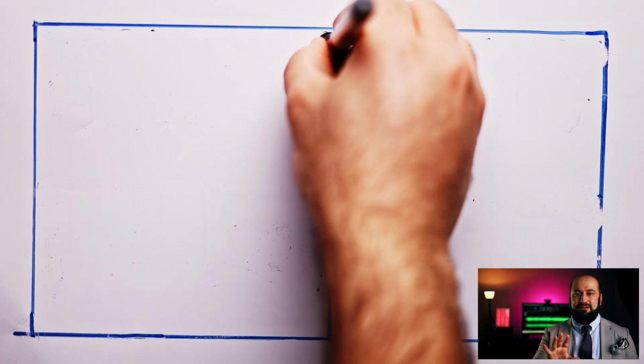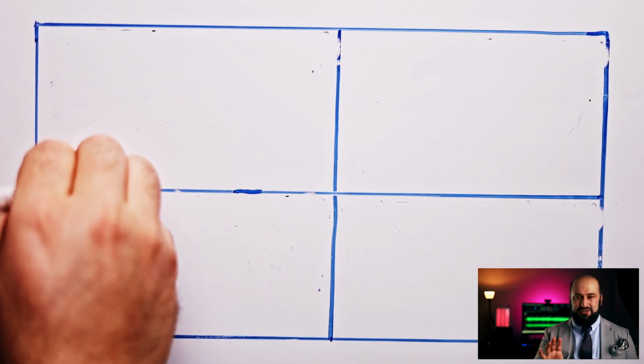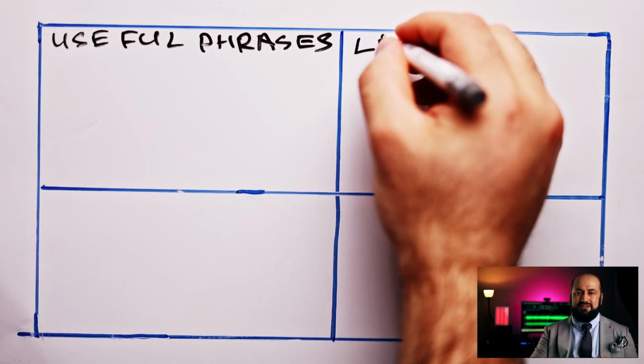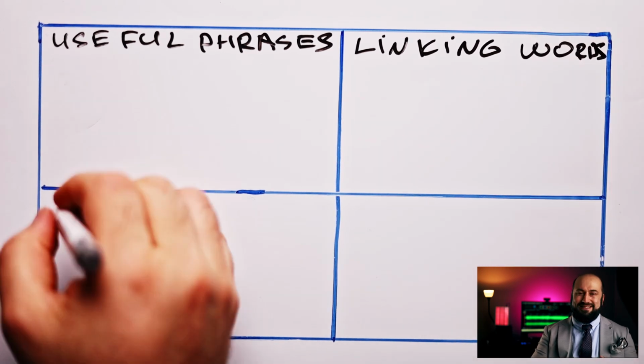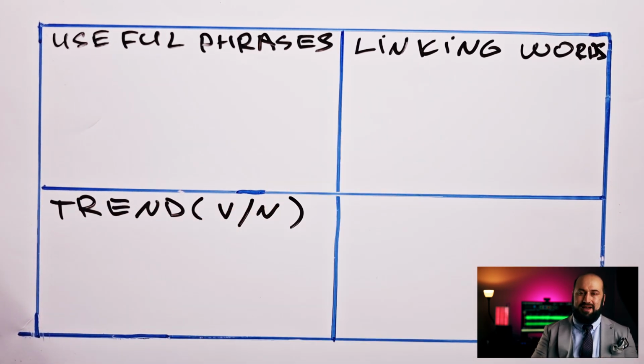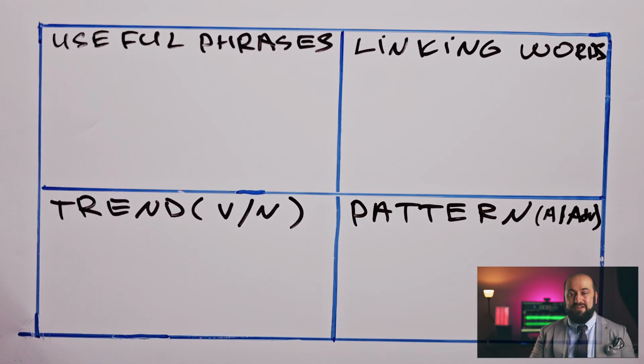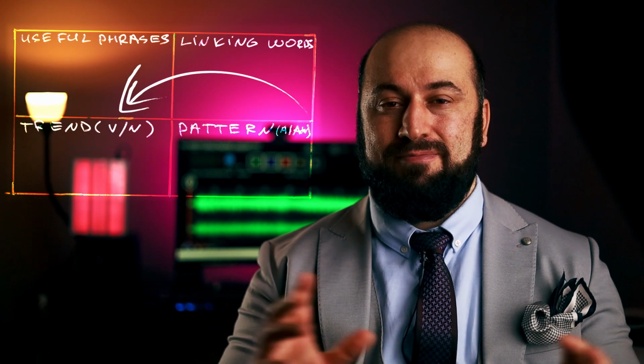You've probably used tables in your Excel files or whatever in the past. Useful phrases. Next one is linking words. Next one is going to be trends, which consist of verbs and nouns. Next one is going to be patterns, which consist of adjectives and adverbs. So technically, patterns describe trends. I think that's going to be logical from what we're going to be explaining.